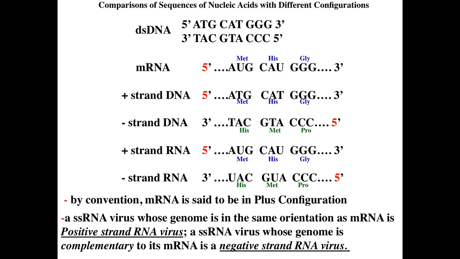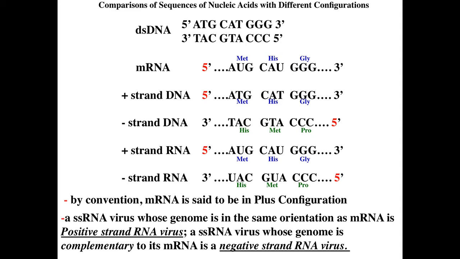terminology to you. So here's just an arbitrary piece of DNA of 9 bases that I just drew out. This is what double-stranded DNA would look like. If you were to transcribe that into messenger RNA, this is what the messenger RNA would look like, encoding 3 amino acids, methionine, histidine, glycine.